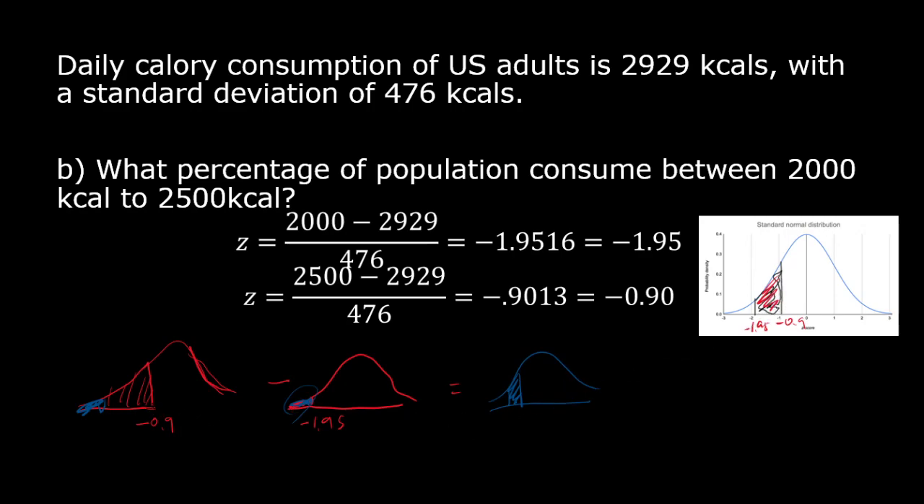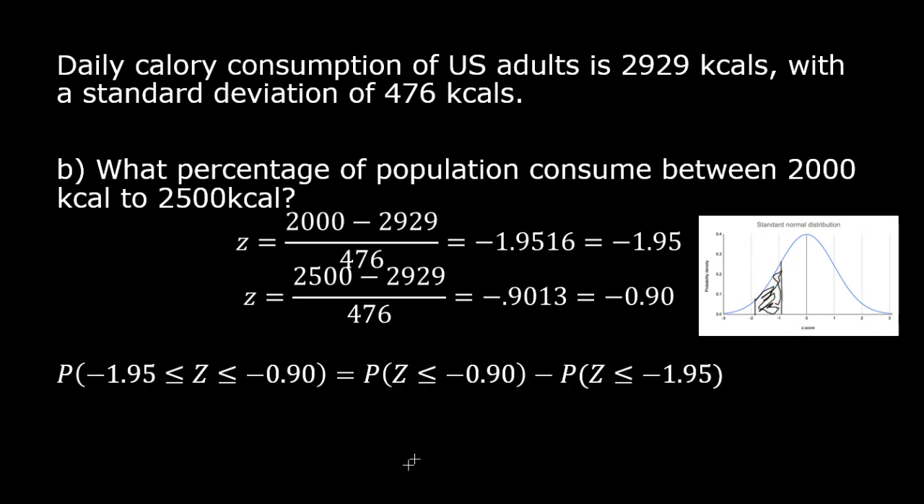So we need to find out the difference between these two areas. You can look at the table to figure this out, or you can use a calculator, right? This means we're looking for the area left of -0.9, and this is the area left of -1.95, so we can subtract them.